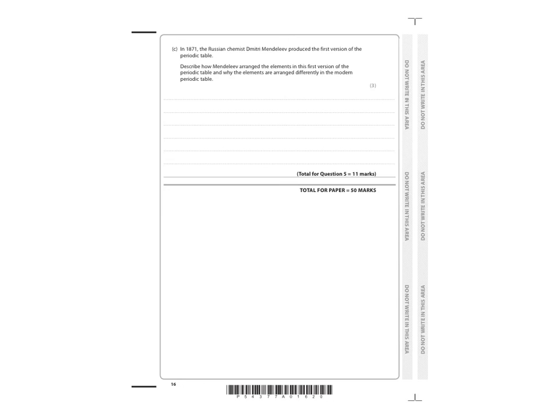The last part of the question says, in 1871, the Russian chemist Dmitry Mendeleev produced the first version of the periodic table. Describe how Mendeleev arranged the elements in this first version of the periodic table and why the elements are arranged differently in the modern periodic table. And it was 3 marks. You got 2 marks for saying how Mendeleev arranged his atoms.